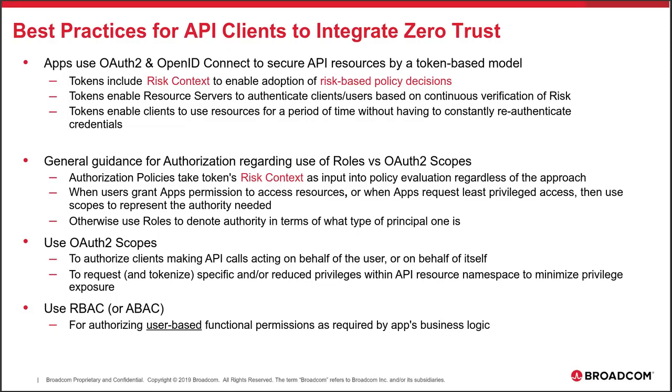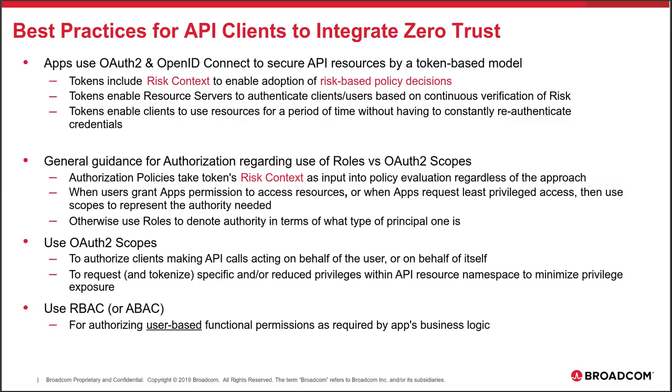So to underline this, we're interested in risk context to be made available to policy evaluation. Tokenization is a great way to do that. The scopes within the tokens are great for authorizing the client to actually make the API call in a specific context. And then within the application itself, the RBAC, the ABAC, or whatever kind of policy-based business logic, is all about authorizing user-based functional permissions as required by the application's business logic. So the scopes are mainly to authorize the clients, and the roles or ABACs mainly to authorize users.